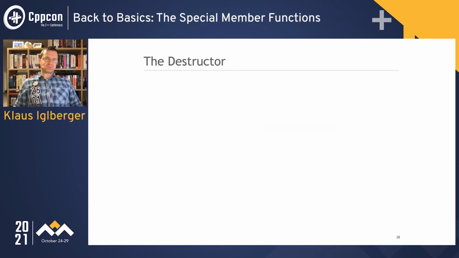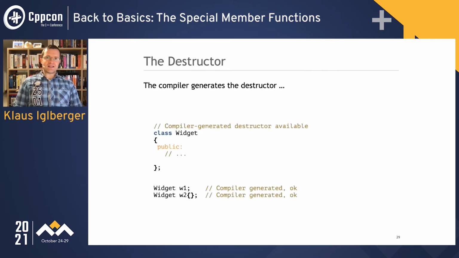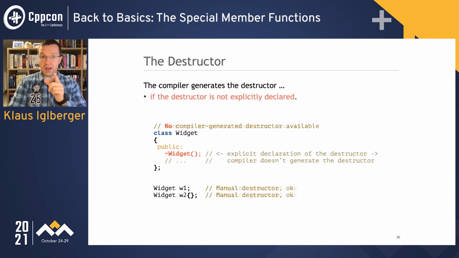Let's switch gears. Let's talk a little bit about the second special member function, the destructor. Every class has a destructor. That's something that hopefully is clear already. Every class has a destructor. Either you write it or the compiler will generate one for you. So this class has a destructor because the compiler generates one. And if you declare or define a destructor, then of course the compiler will not generate one anymore because you have now provided one. Okay, so that's the simple part.